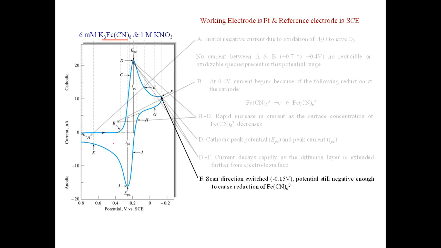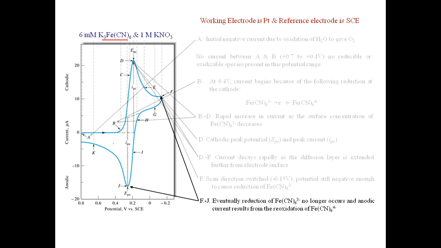So at point F, there is no reduction further happening, so the potential is switched. The switch potential here is around minus 0.15 volts. So the potential here is still negative. So if any traces of ferricyanide are left, they undergo reduction to convert into ferrocyanide. So you see a slight current there, but it changes immediately, and from F to J you can see that when it reaches near the E0 value, the reverse of the reaction starts.